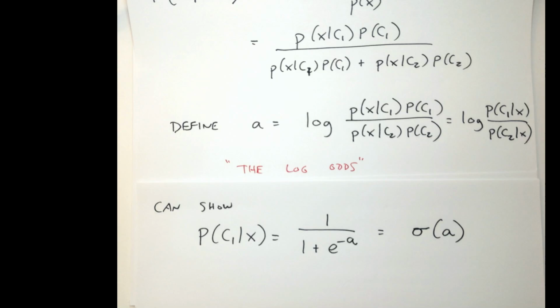Okay, and so this sigma function, oh, is that a question? Yeah, how do you take out the probability of C1 and probability of C2 then? So where did all that stuff go? Well, that's all kind of embedded inside this A, right?